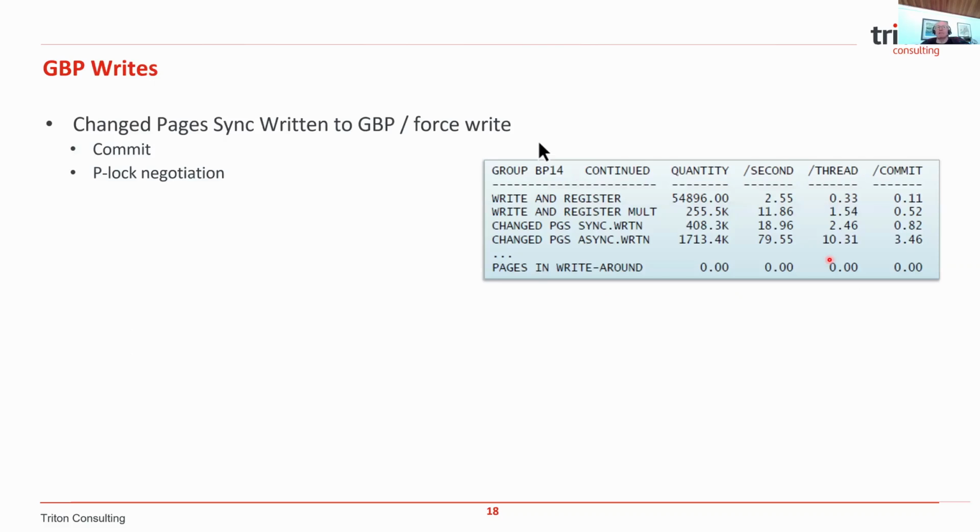When it comes to writes, pages can be either written synchronously or asynchronously. Changed pages are written synchronously at commit, and when there's a P-lock negotiation. They're written asynchronously when you've got a deferred write or a system checkpoint.